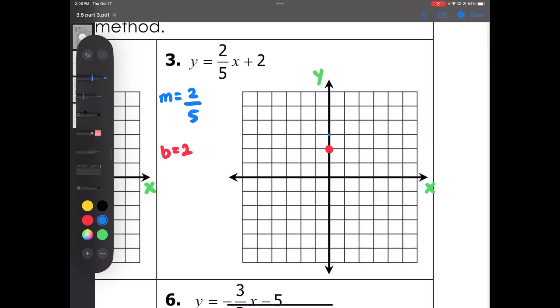Up 2. 1, 2. I'm not going to put a point yet, right? Just count. And then right or left? Right. 1, 2, 3, 4, 5. Then you put your point. After you have your 2 points, draw your line.